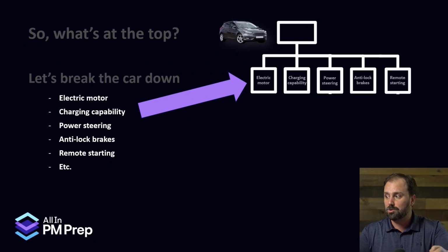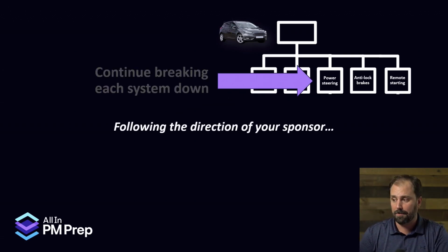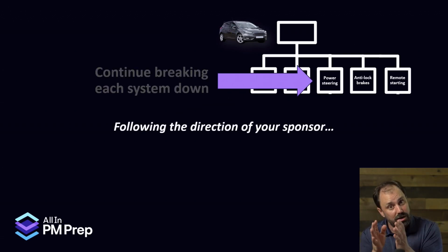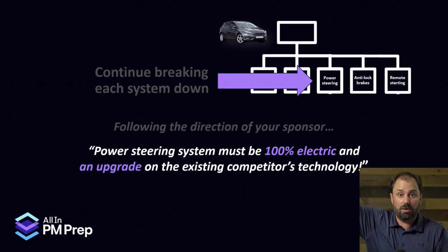Okay? So as we go through this and we break these down, we take each one of these and we break it down. Let's take power steering. Now, following the direction as we think about power steering, we've got to align ourselves to what are the specific characteristics of that. The big boss might say, the power steering system must be 100% electric. I didn't know it wasn't. And an upgrade on existing competitors' technology, right? Because they went out and benchmarked. We're going to beat them, right? We're going to do it better. We're going to be all electric, all those things.